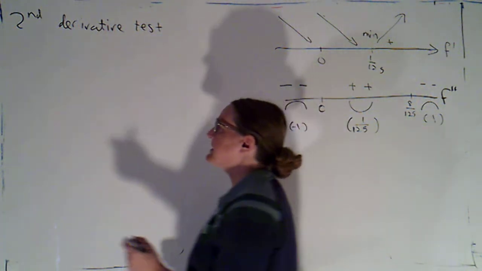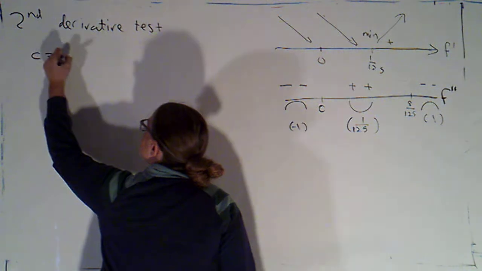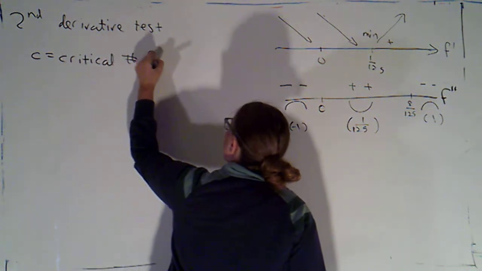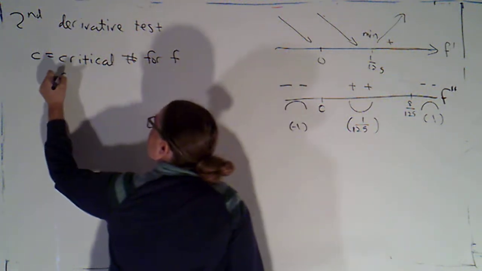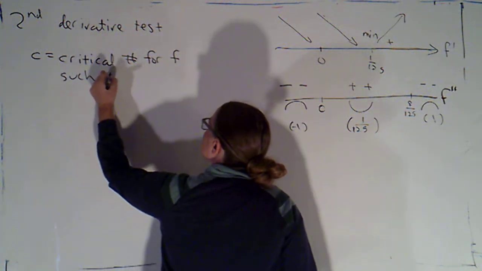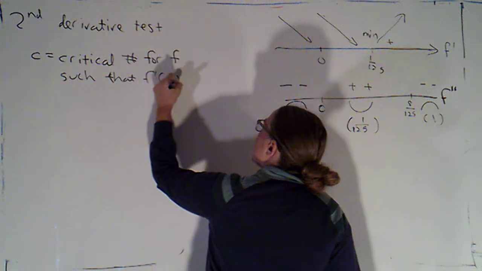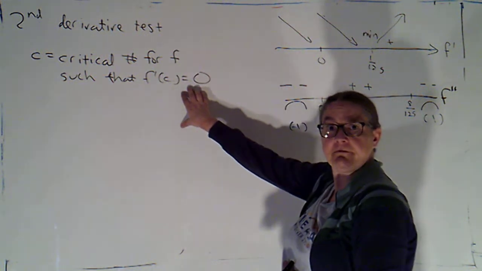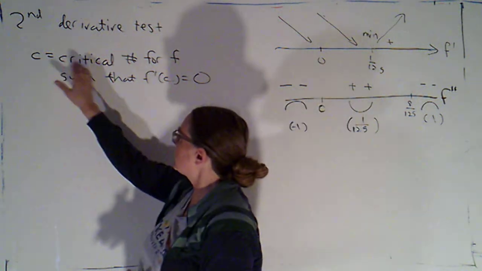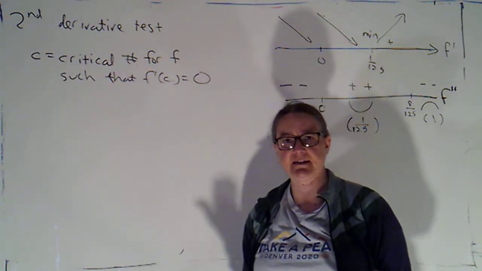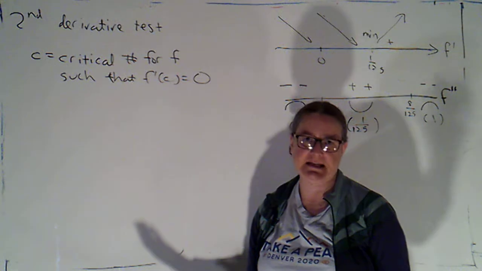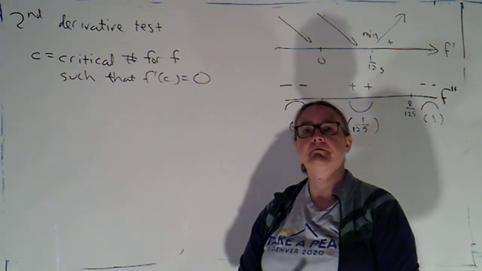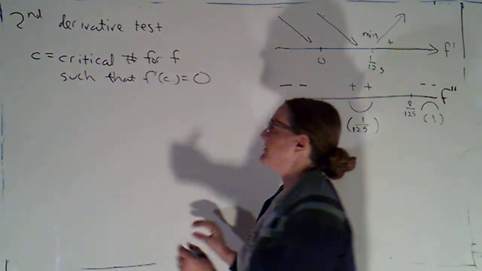So here's the basic idea. If C is a critical number for f, and it would have to be one such that f prime of C is equal to 0, because I'm going to need to be able to take the second derivative, and if C was a critical number because the first derivative didn't exist, then the second derivative wouldn't exist either, and we wouldn't be able to use this test. If you can't use the second derivative test, you always fall back on the first derivative test.